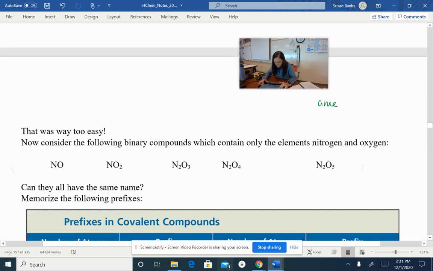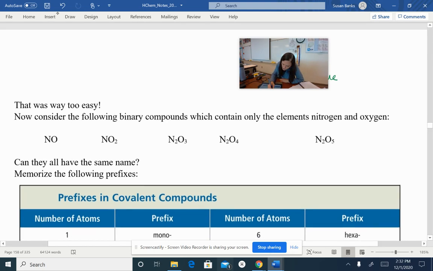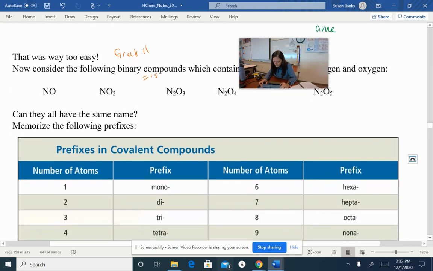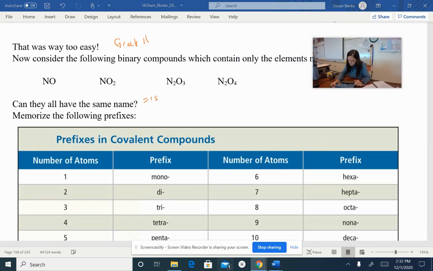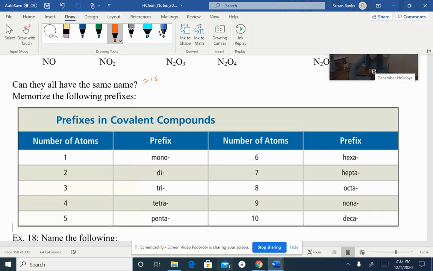Okay, that's pretty easy. But now consider this, that these compounds only have nitrogen and oxygen. I can't name them all nitrogen oxide. So this is where the Greek numbers come in, okay? So we're going to start throwing in our Greek numbers. Okay, so let's just go over our Greek numbers really quick. And I want you to know the first 10, okay?